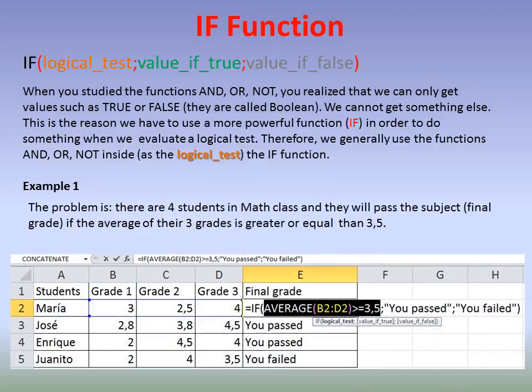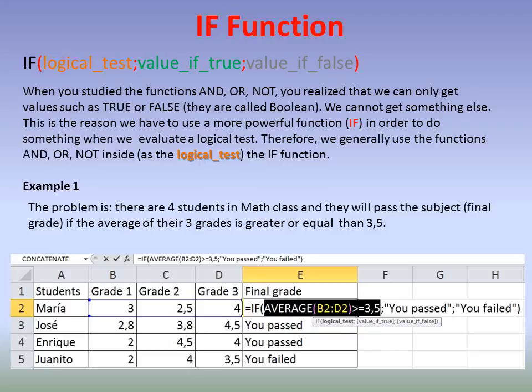In the first example, you have 4 students, Maria, Jose, Enrique, and Juanito, in the math class. You will pass the subject only if you have an average of your 3 grades greater or equal to 3.5. So, according to the exercise, you see that the condition, it means the logical test, is the average of the range of the cells from B2 to D2, greater or equal to 3.5.